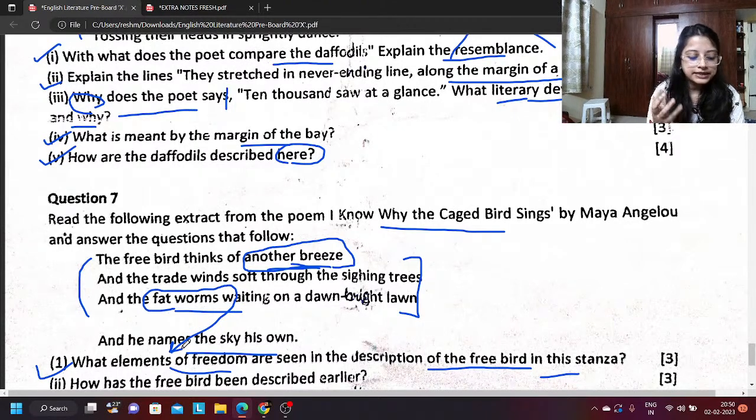These are the elements that tell us that it is free. When you are listening to the video once again, write down the answers. Here I am just giving you a gist of it. From another breeze, from fat worms, we can understand that the free birds do not have to think about freedom. It's there in the subconscious mind. Since they get it easily, they don't think about it. What do they think about? How to enjoy life, how to live life to the fullest.